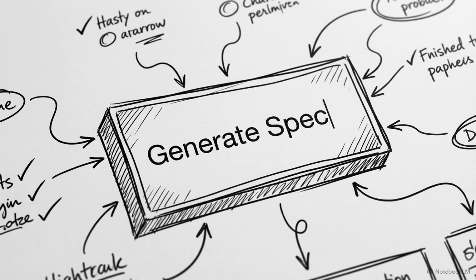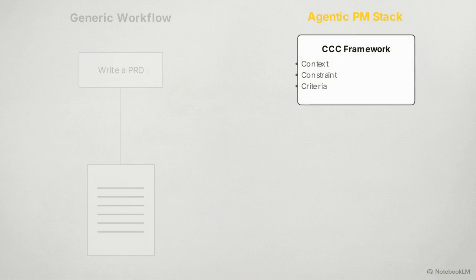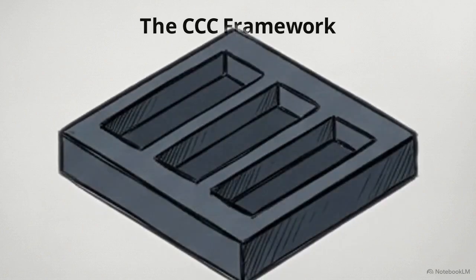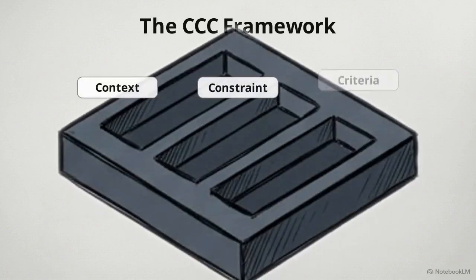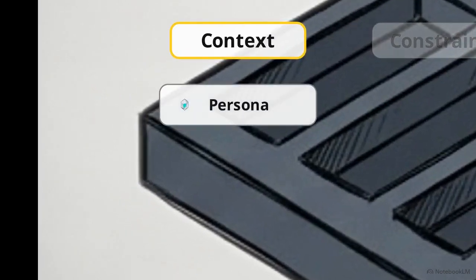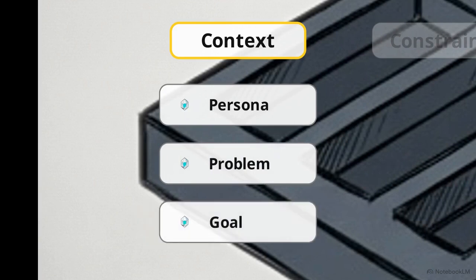Many users attempt to skip directly to Layer 3 by typing a simple one-sentence command like, "Write me a PRD." That approach leads to generic results. The way to generate a viable output is by mastering the rules of Layer 2 through precise prompting. To engineer a precise prompt, we use the CCC framework: context, constraint, and criteria. The first C is context. You must explicitly declare the persona, the specific user problem you are solving, and the overarching business goal.